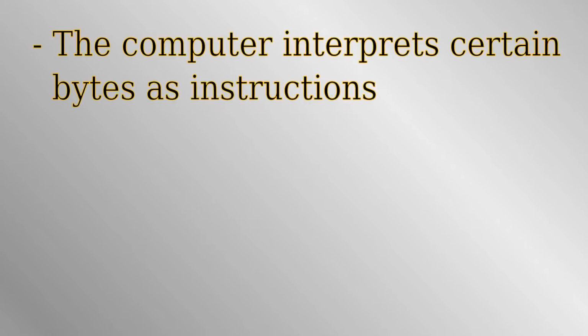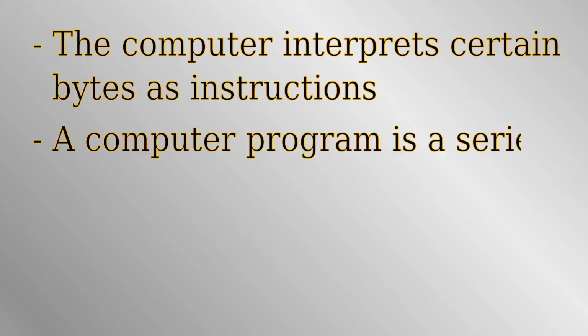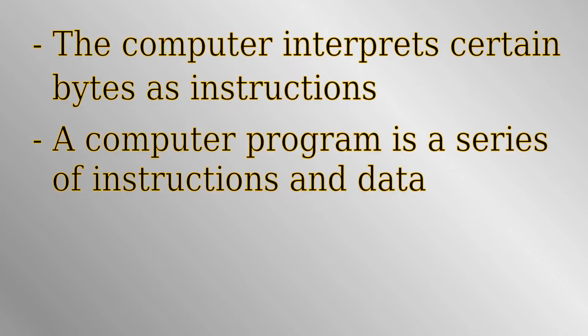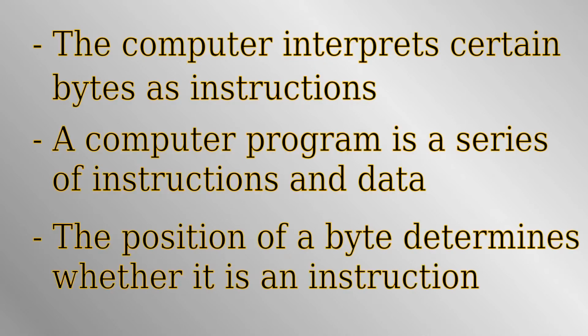To summarize, the computer interprets certain bytes in memory as instructions for which operation to carry out. Computer programs are stored in memory. They are just large sequences of instructions, memory addresses and numbers. The computer goes from instruction to instruction like clockwork, always knowing, based on the type of the current instruction, how far along the next one is.